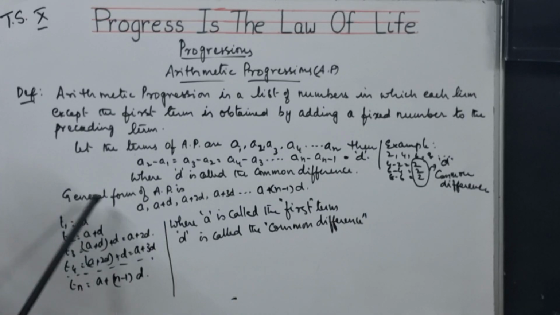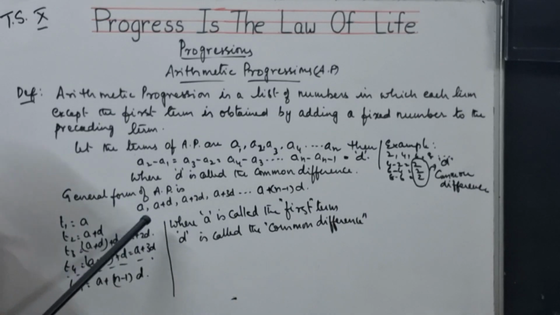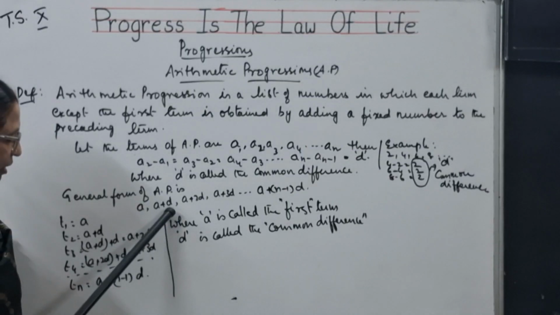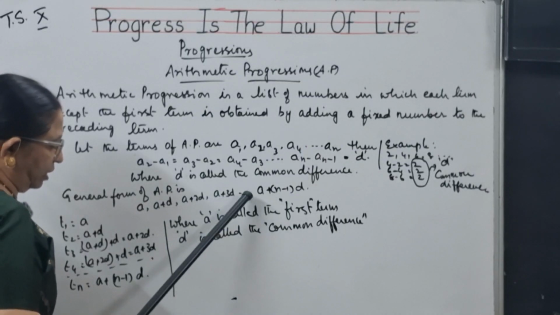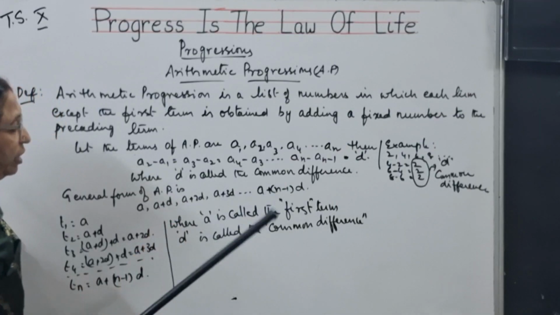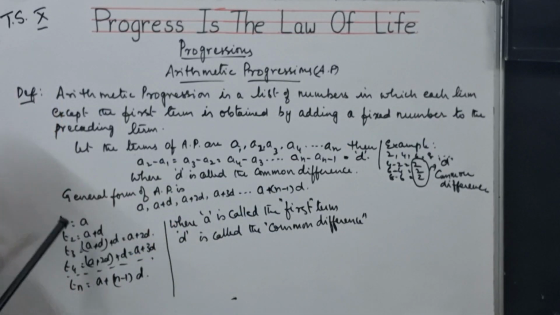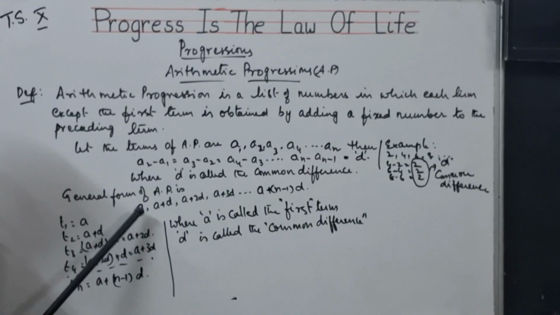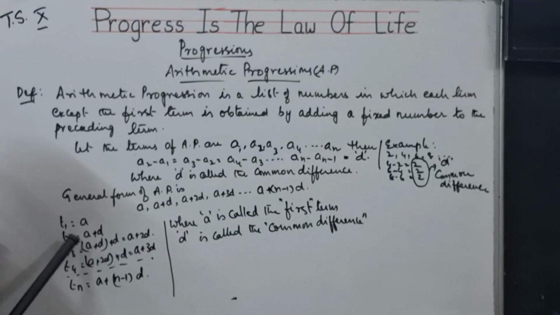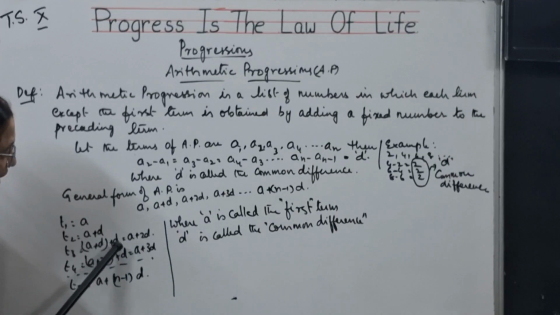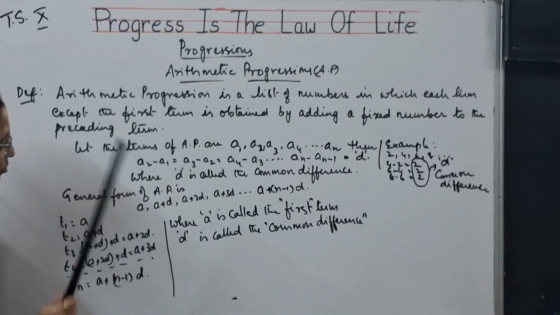With this knowledge, the general form of AP is written as A, A plus D, A plus 2D, A plus 3D, and so on up to A plus n minus 1 into D. How did you get this? See here, term 1 is considered as A. Then term 2: previous term 1 plus common difference D, A plus D. Term 3: you got A plus 2D. How did you get it? Term 2 is A plus D, and if you add another D, you get A plus 2D.